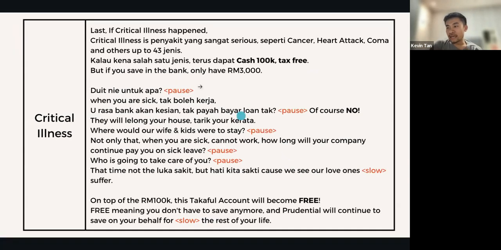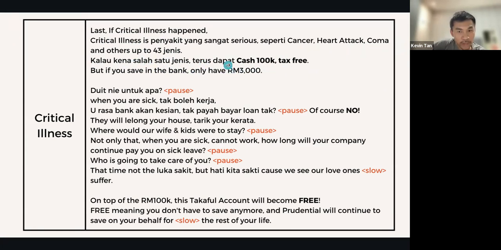Yep. And last, if critical illness happens, critical illness is a very serious disease like cancer, heart attack, coma, and others, up to 43 types. If you get any one type, you immediately get 100,000 cash, tax free. But if you save in the bank, only got 3,000.